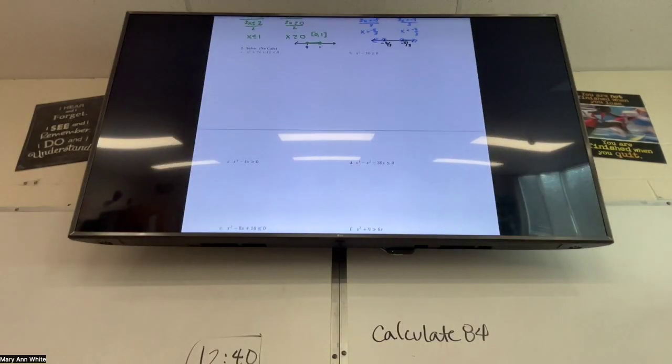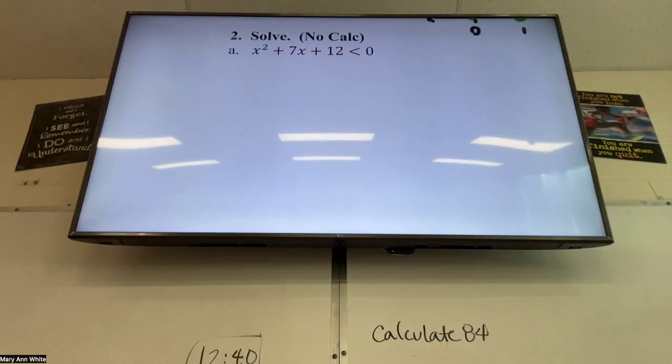Let's go back up to number 2A then, okay? This one says solve. We have not done a lot of factoring, but I'm going to see if you guys remember how to factor from algebra 2.